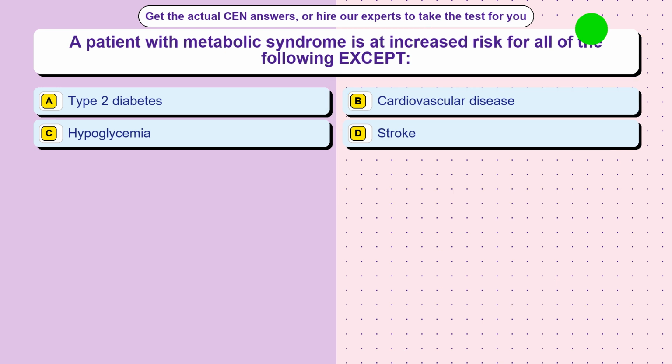Question 47. A patient with metabolic syndrome is at increased risk for all of the following except: Option A, type 2 diabetes. Option B, cardiovascular disease. Option C, hypoglycemia. Option D, stroke.